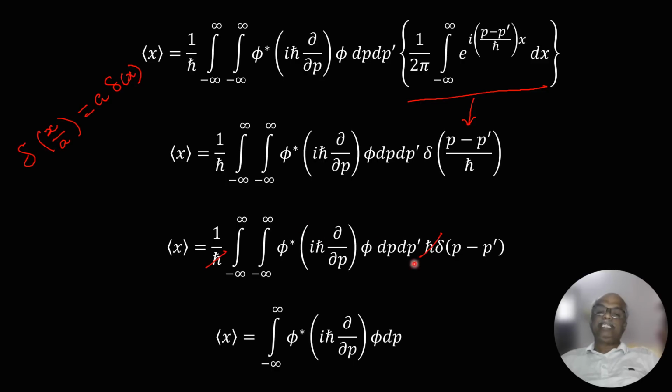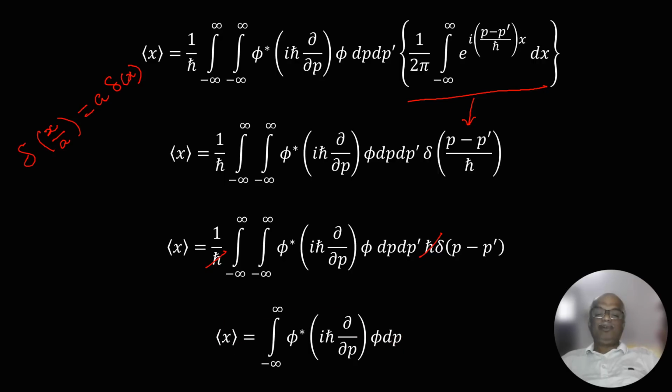And if you integrate the delta function, you will get a non-zero value only when p is equal to p prime. So you can remove one integral. So the other integral will be minus infinity to plus infinity, psi star i h cross delta over delta p psi dp. Because p equals p prime, we are integrating only with respect to p.